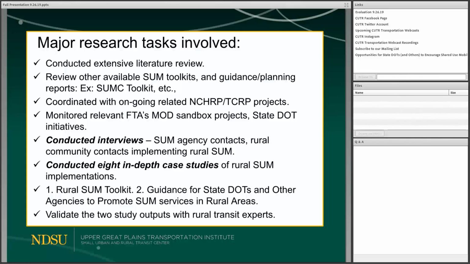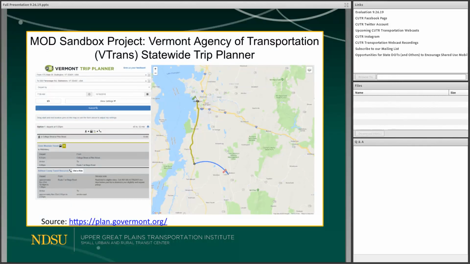And as for the second output of this study, the guidance document provides detailed guidance on the role of government, rural transit agencies, transportation planning agencies, and/or state economic development or small business development agencies. So basically, the role of all these mentioned agencies to advance shared use mobility practices in their rural communities. After the toolkit and guidance documents were prepared, we convened a rural transit focus group to validate the rural shared use mobility toolkit that we have prepared.